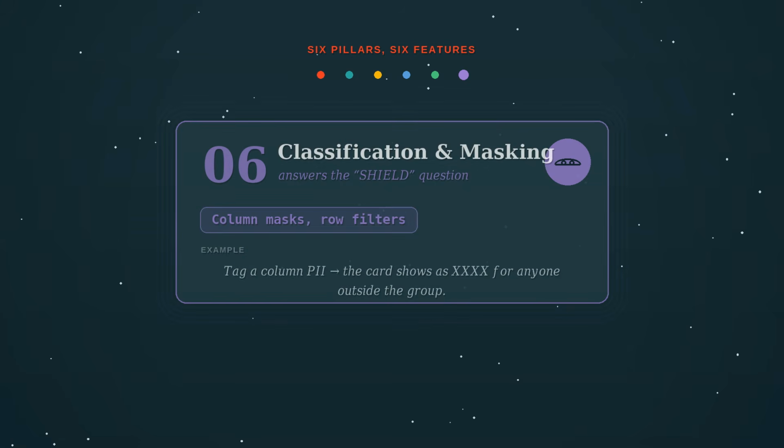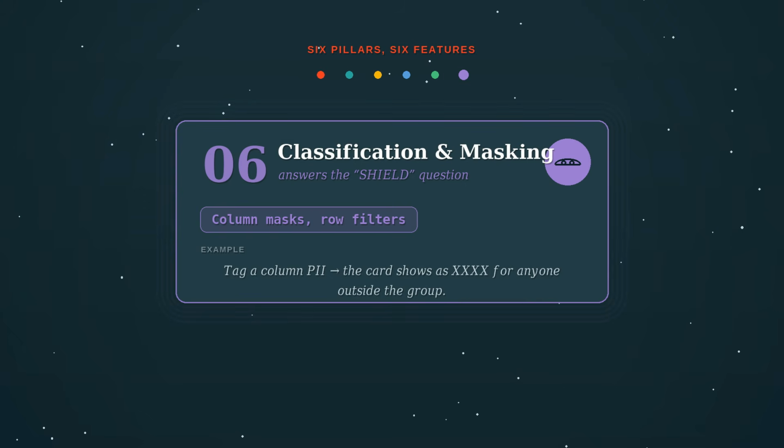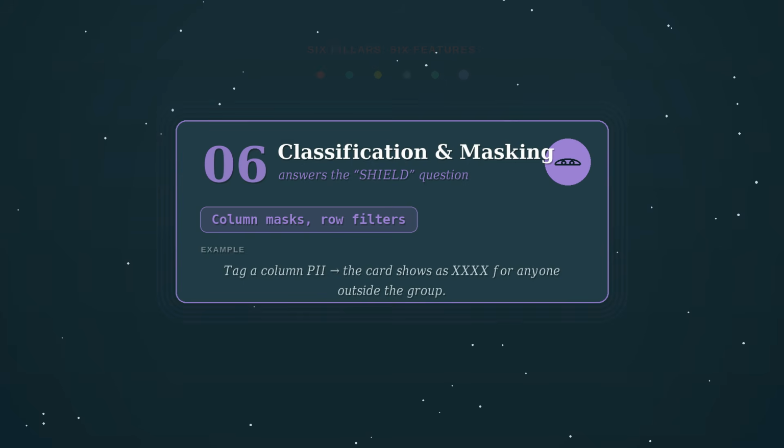Next, let's discuss data classification and masking. This is the sensitivity part, the protection. Tools are column mask, row filter, tags, and sensitive data detection. For an example, tag a column as PII, personal identification information, and now anyone outside the privileged group sees it masked. The credit card shows up as masked instead of the real number, enforced automatically every time.